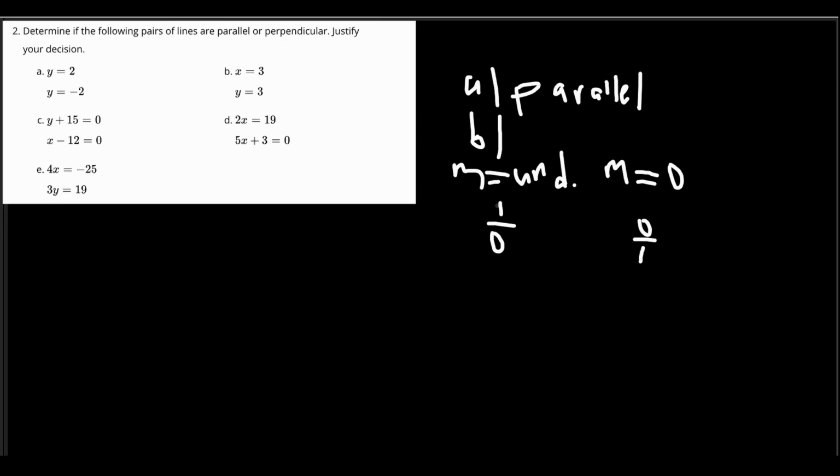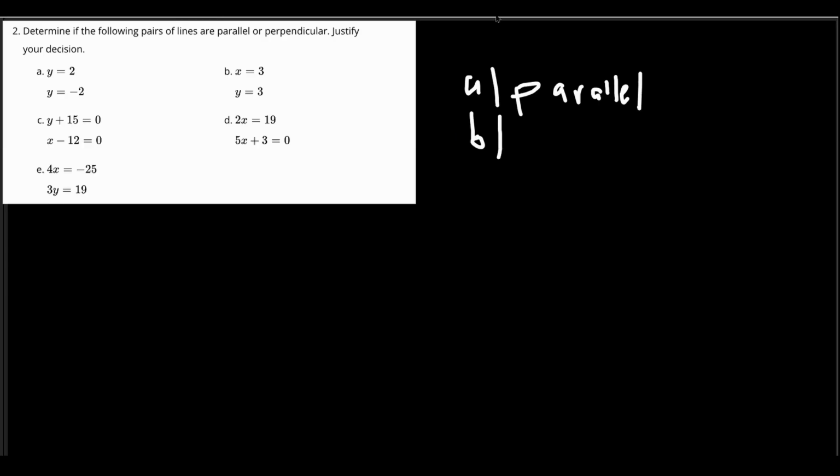And since these two can be any number, they can also be negative numbers too. So these two slopes could also be negative reciprocals of each other. And negative reciprocals means the lines are perpendicular. So therefore, the pairs for B are perpendicular.